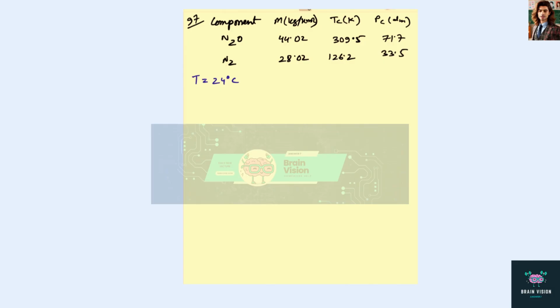Hey guys, let's do problem 97. In this problem, we need to calculate the gauge pressure and temperature of a gas. The components of the gas are nitrous oxide and nitrogen. Their molar mass, critical temperature and critical pressure we can find from the chart. The process temperature is given as 24 degrees Celsius. Let's convert it to the Kelvin scale.